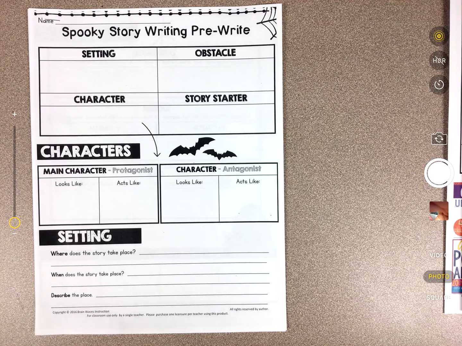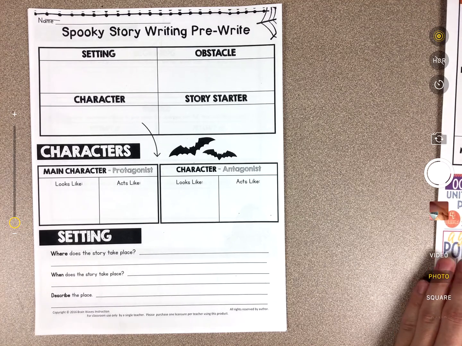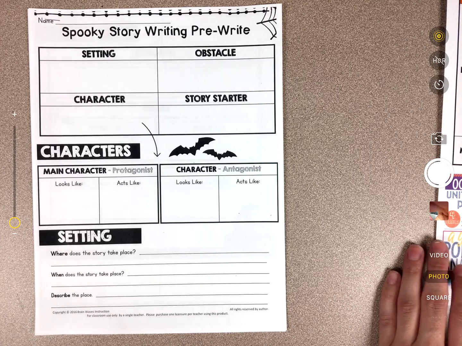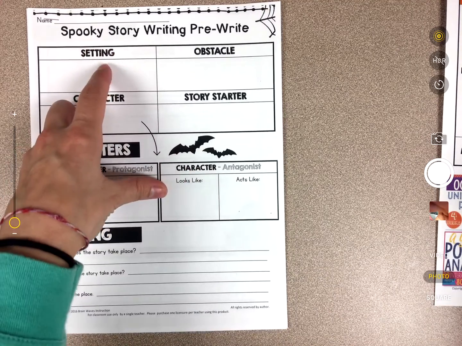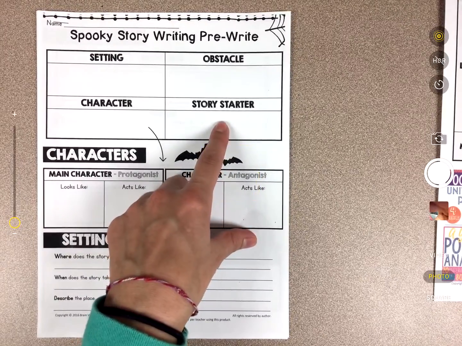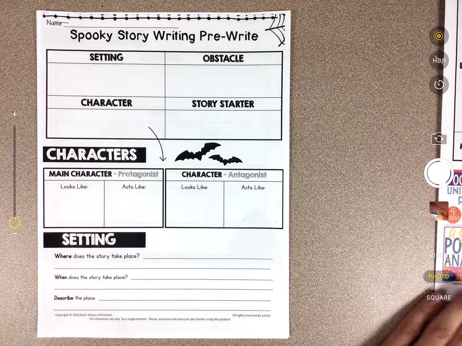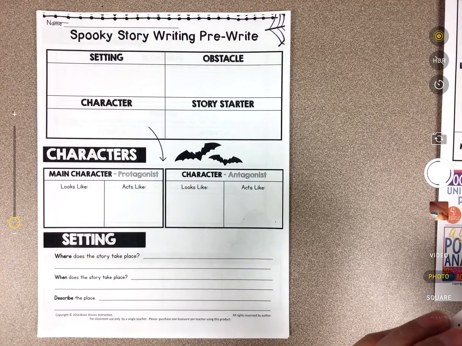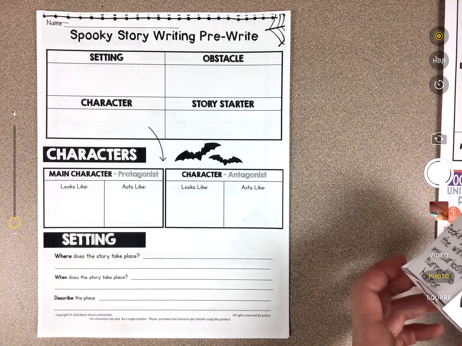So what we are going to be doing is writing spooky stories, but you will have a little help determining the story elements, and that is where our dice come into play. You are going to find your dice, and one should be for setting, one should be for obstacle, one should be for character, and one should be for story starter. So you're going to roll your dice.